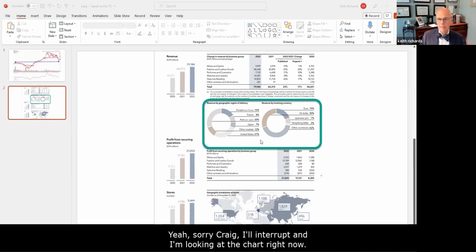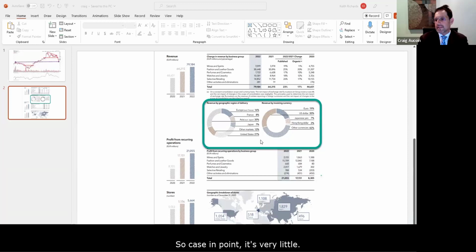Yeah, so Craig, I'll interrupt. I'm looking at the chart right now, and we can see that Asia and the United States, between the two of them, are darn close to 60% of their net sales, I guess, delivered in that company alone, let alone other markets and Japan and whatnot. So exactly, case in point, it's very little.